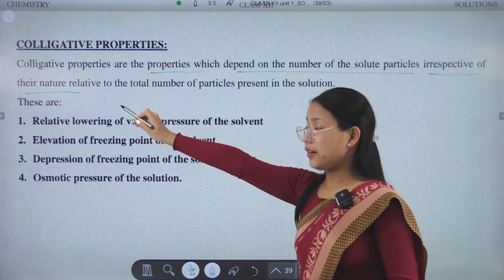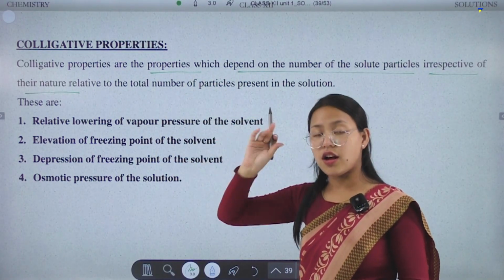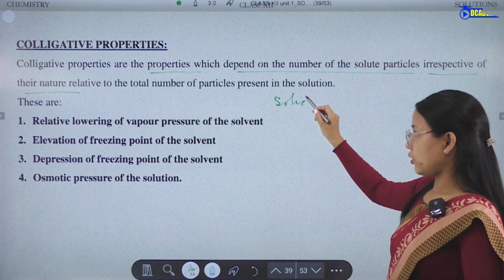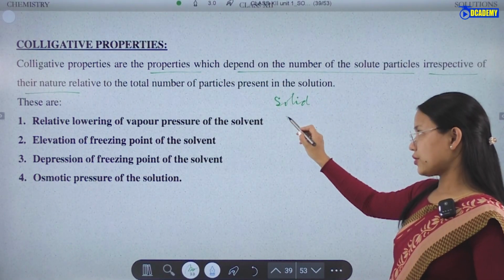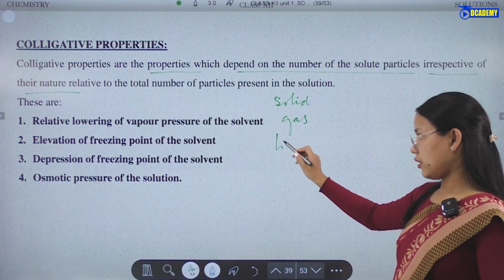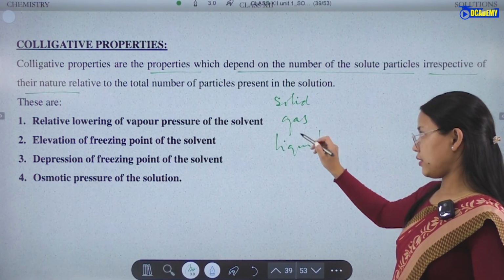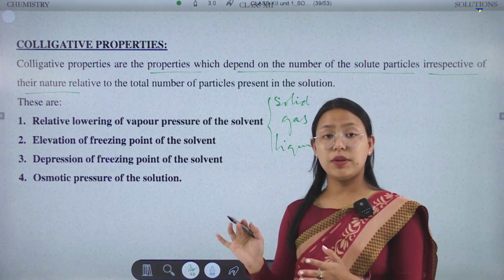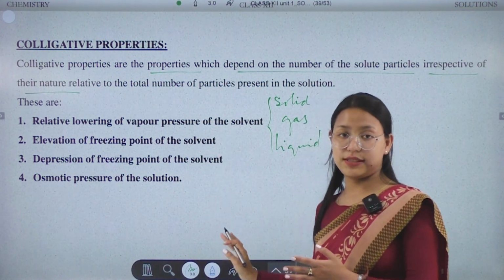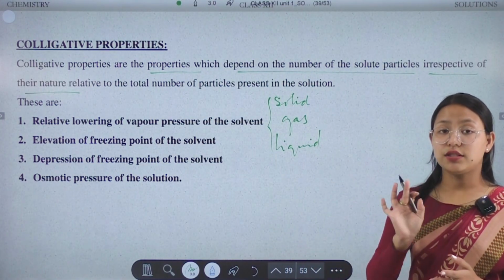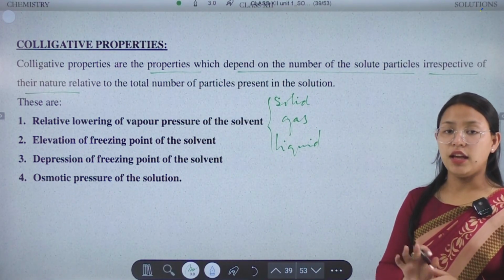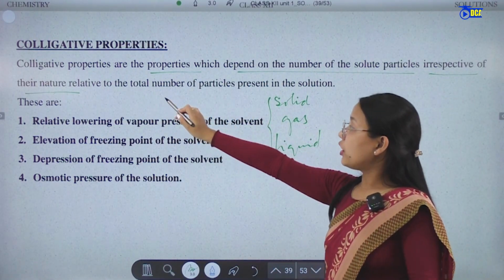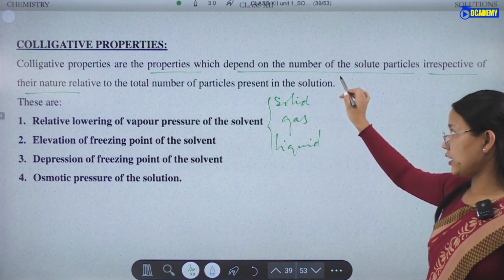So here, irrespective of the nature, whether it may be in the form of any type of state of nature, solid, liquid or gas, it depends on the number of particles present in the solution, relative to the total number of the particles present in the solution.